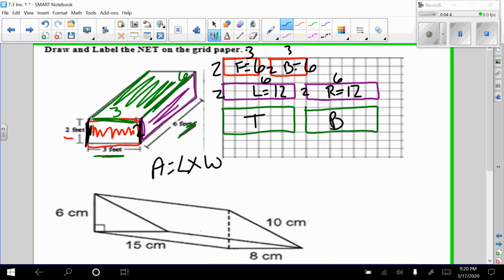The right would also be 12 because it's the same measurements. Now the top was 3 by 6. That means the area of the top would be 18 and the area of the bottom would be 18.